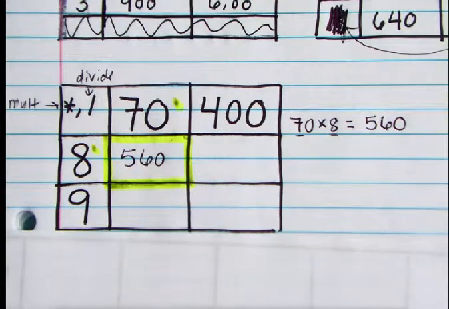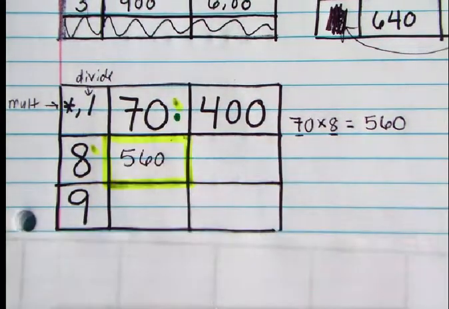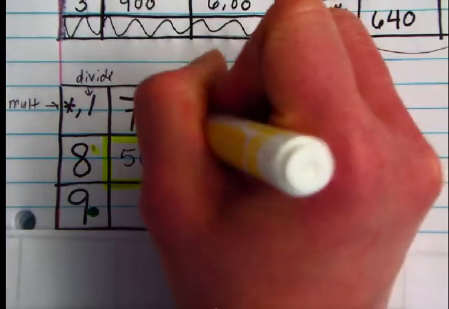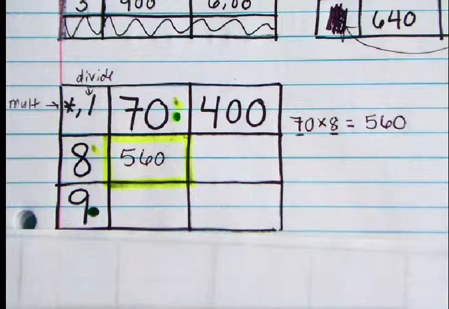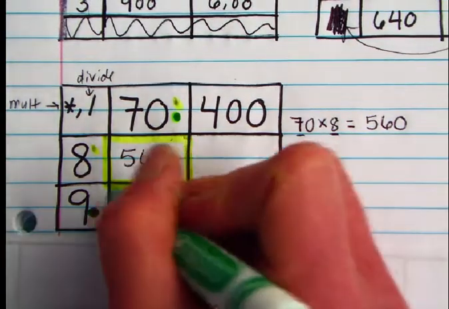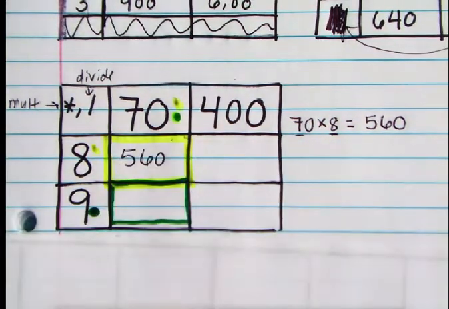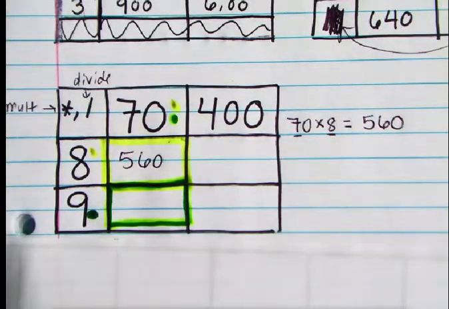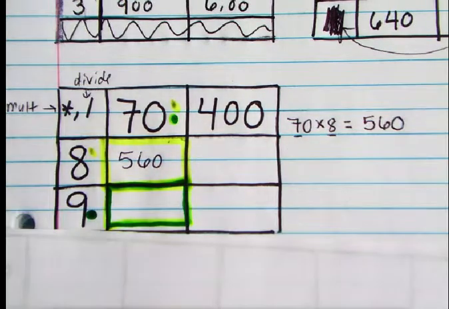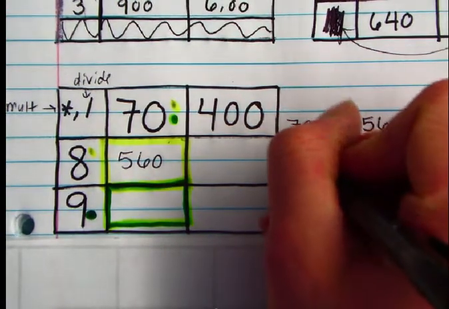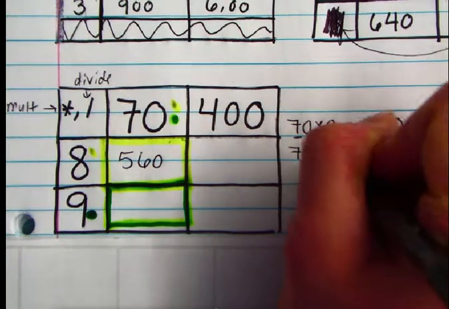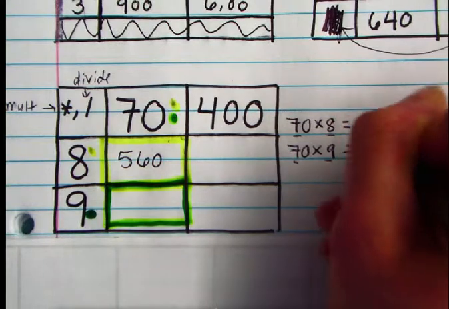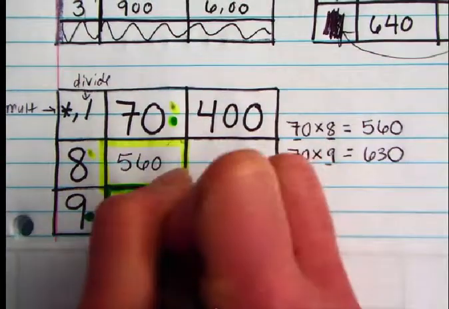Let's try our next one. We're going to take the factors 70, yellow, and factor 9 to do this box down below now. 70 times 9. 7 times 9 is 63. Add on the 0, 630.